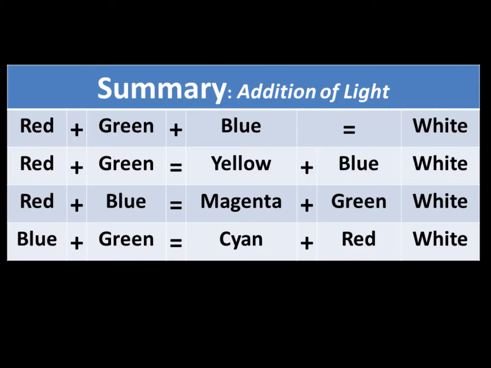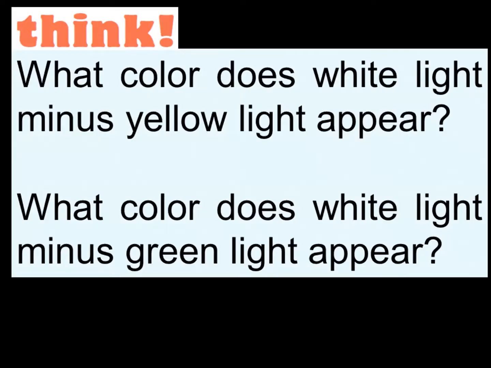Red and green make yellow. Red, green, and blue make white. Red and green make yellow, and then add blue, and that's white. Red and blue make magenta, add green and it's white, etc. So you can get all of this information from that tricolor red, green, and blue.